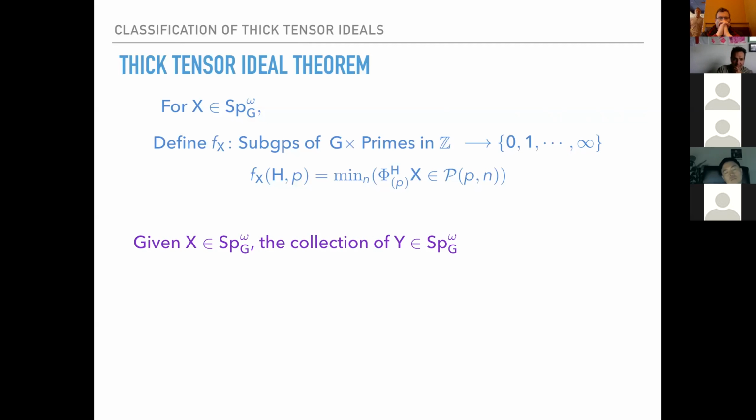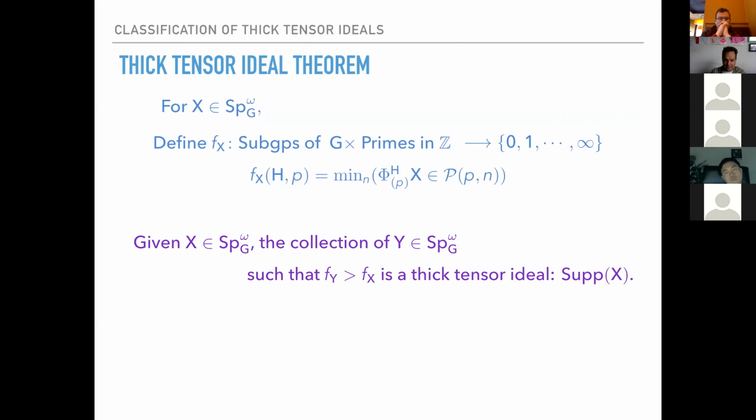So for a given spectrum X, I look at all the Y in SP^G such that f_Y is greater than f_X, that is, for every H and P, the value is strictly greater. This forms a thick tensor ideal called the support ideal of X.